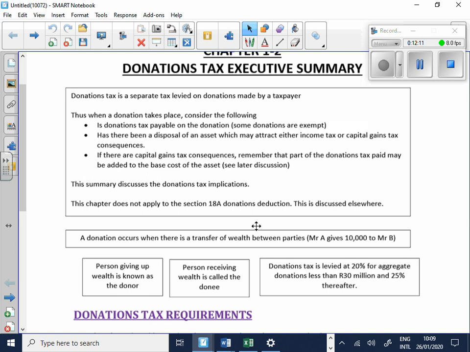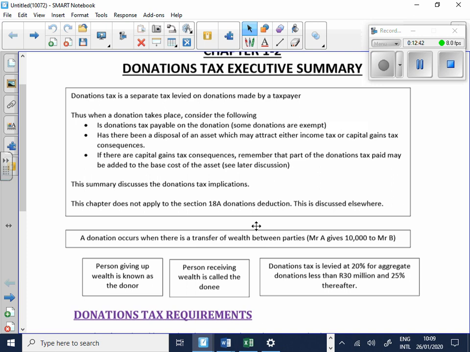So why do you have donations tax? Number one, the estate duty implications, so that you can't avoid estate duty. Well, you can avoid estate duty, but you pay the donations tax. And number two, that you can't transfer assets so that instead of me getting taxed at 45%, my kids get taxed at 18%. With my kids, the first 100,000 that they earn is tax-free because they each get a primary rebate and an interest exemption. Does everybody understand why there's a need for donations tax?